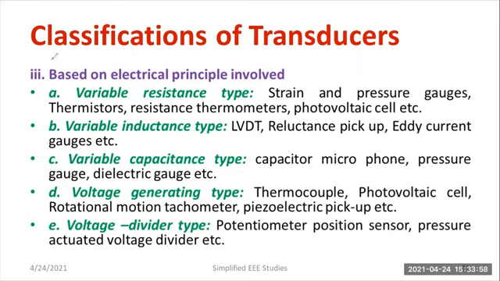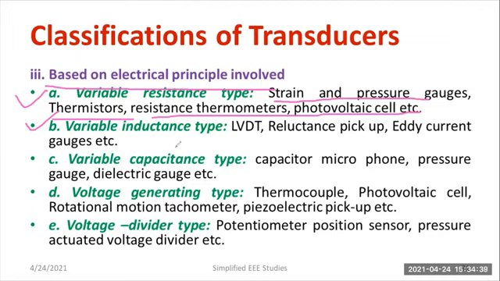The third classification criterion is according to the electrical principle involved. First one is variable resistance type. You know that R = ρL/A. According to that, the resistance is directly proportional to the length of the material and inversely proportional to the area of cross section. Whenever resistance is high, the output current is very low. Likewise, you can classify the variable resistance type transducer. Some examples: strain gauge, pressure gauges, thermistors, resistance thermometer, PV cell, etc.